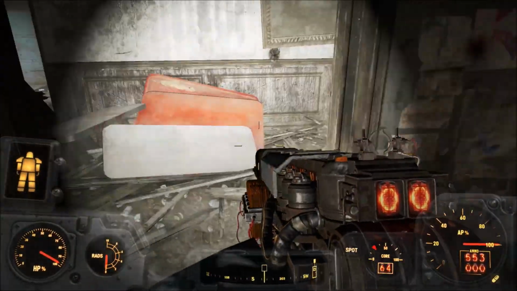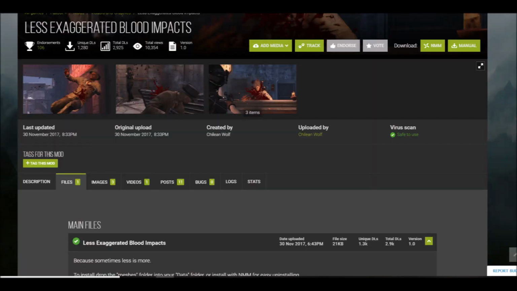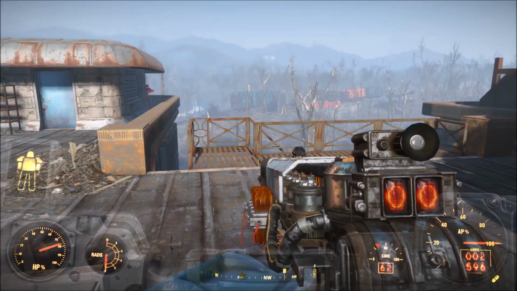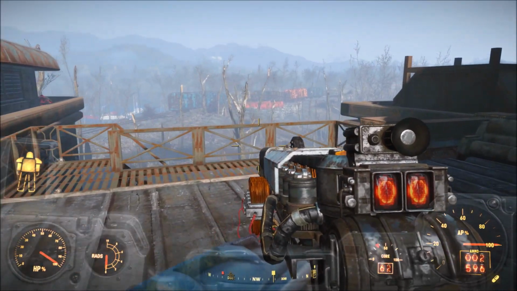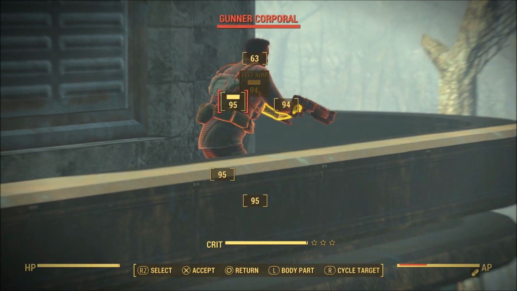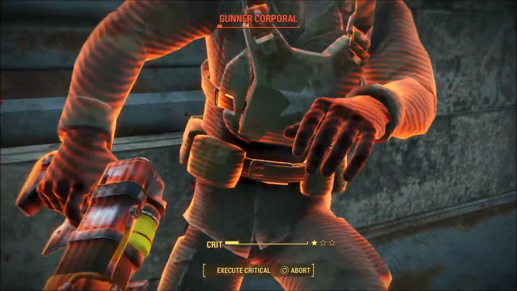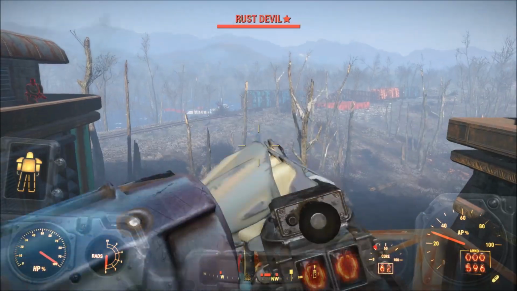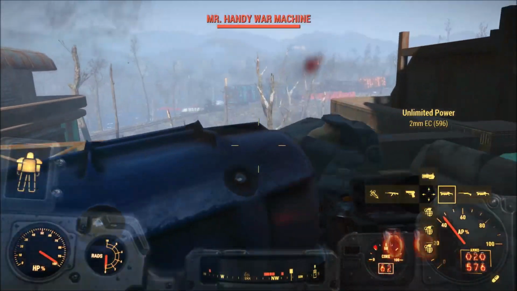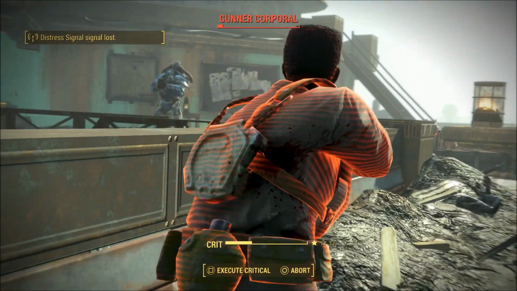So the next mod on the list is a little bit unique. It's called Less Exaggerated Blood Impacts, and you can find this on the Nexus Mods as well. Essentially what this mod does is, when you shoot somebody in the game, there's a lot of blood splatter and a lot of gore that happens. And so this mod will make that less dramatic. There's still going to be some blood, but not nearly as much.